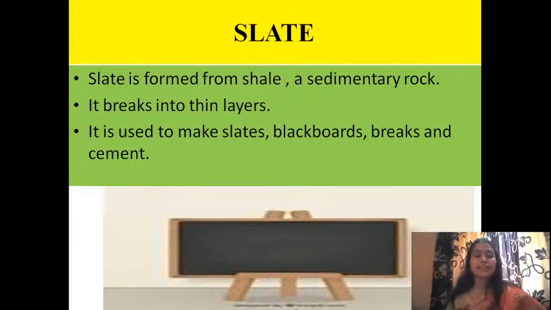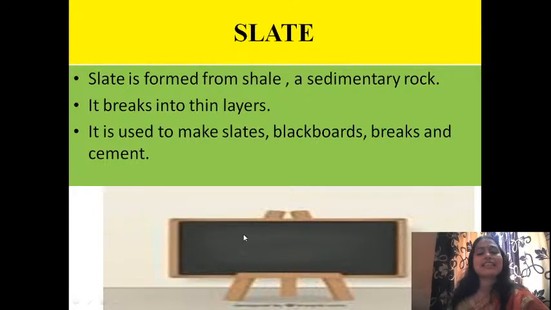So, slate. Now the next example of rocks is slate. Slate is formed from shale, a sedimentary rock. It breaks into thin layers, and it is used to make slates, blackboards, bricks, and cements. You can see on your screen, this is a picture of a blackboard. We are very much familiar with the blackboard, right? Because every day in school we can see it. So it is made up of slate.